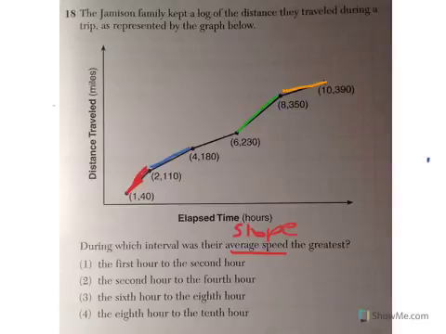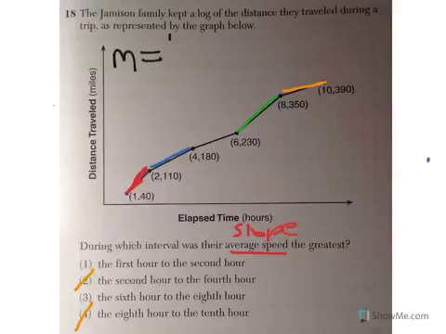I mean, automatically I can eliminate, it can't be from the 8th to the 10th hour, okay, because the steeper the slope, the higher the number. So it's definitely not 8 to 10. And it doesn't appear to be from 2 to 4 either. So I'm going to eliminate that, and I think it's between either from the 1st hour to the 2nd hour or from the 6th hour to the 8th hour. So let's figure out the slope of each of these.